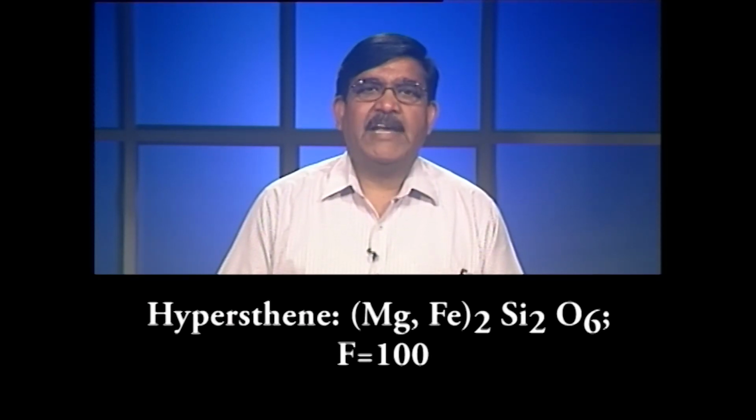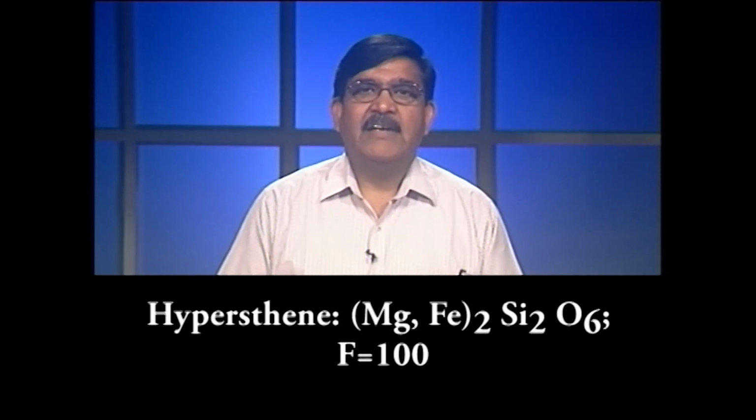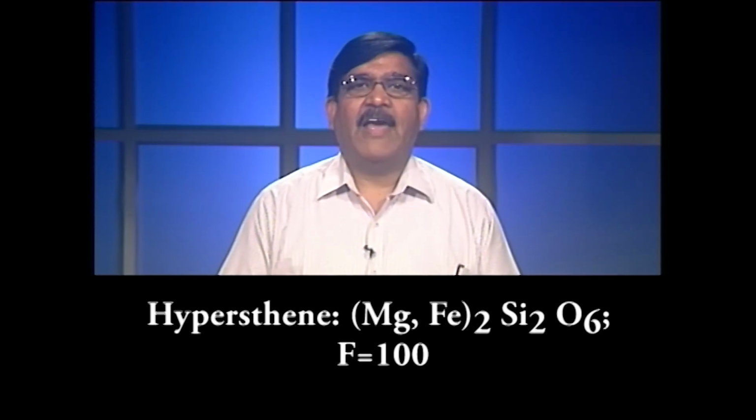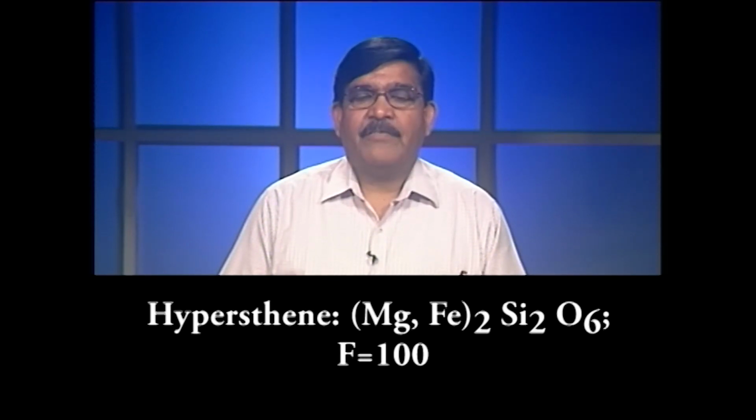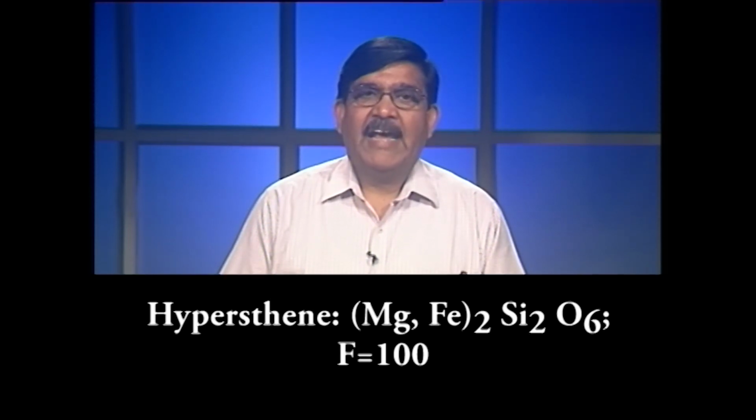Hypersthene, the formula is (Mg,Fe)2Si2O6. The value of A equal to 0, F equal to 100% and C equal to 0. Therefore, the plot will be exactly on the F corner.